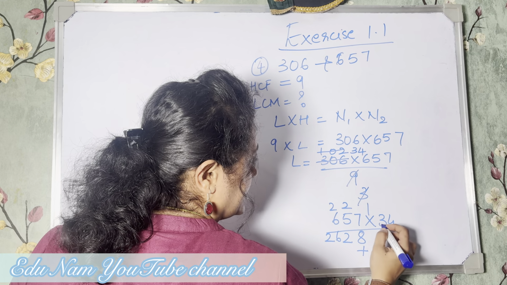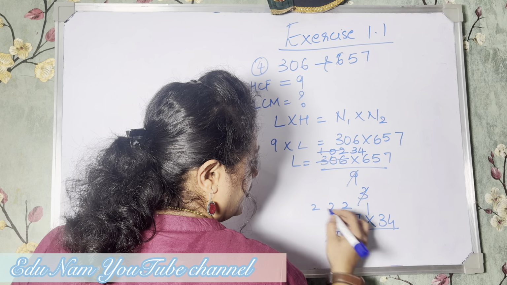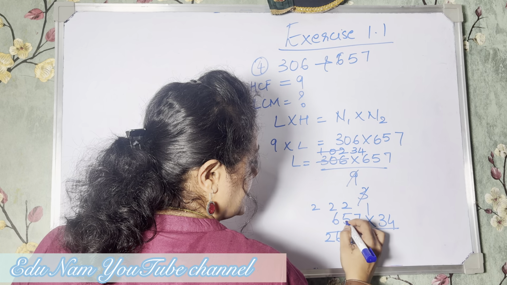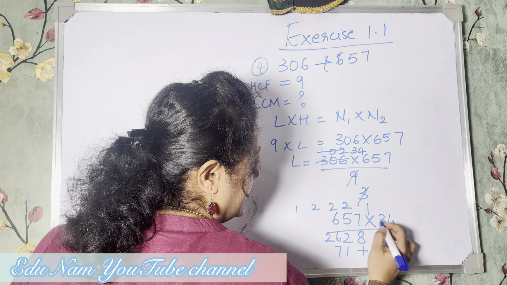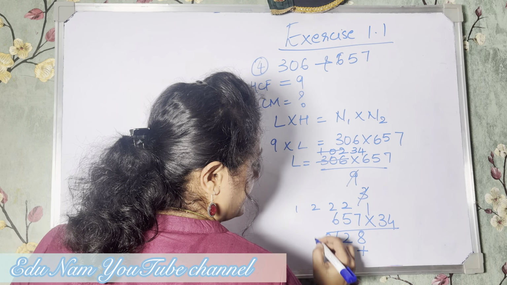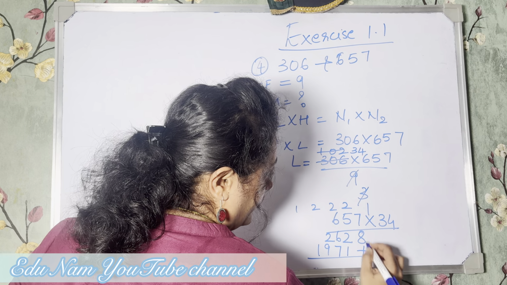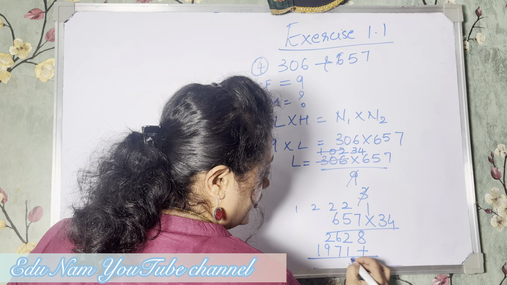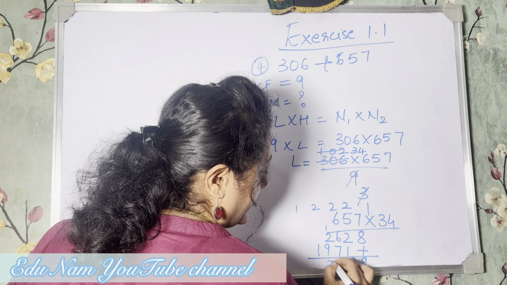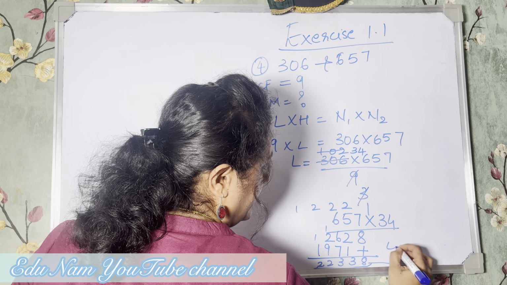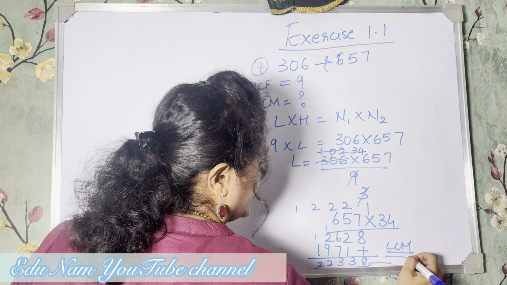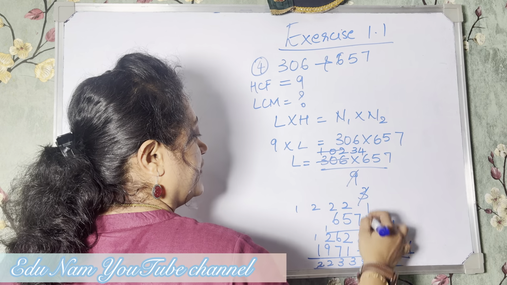Same way we'll go for the next step. 3 7s are 21. 3 5s are 15, 16, 17. So 1 carry over 7. 3 6s are 18 plus 1, 19. When you add these two, you will get 22338. So this will be the LCM. So using the formula, we have found out the LCM.